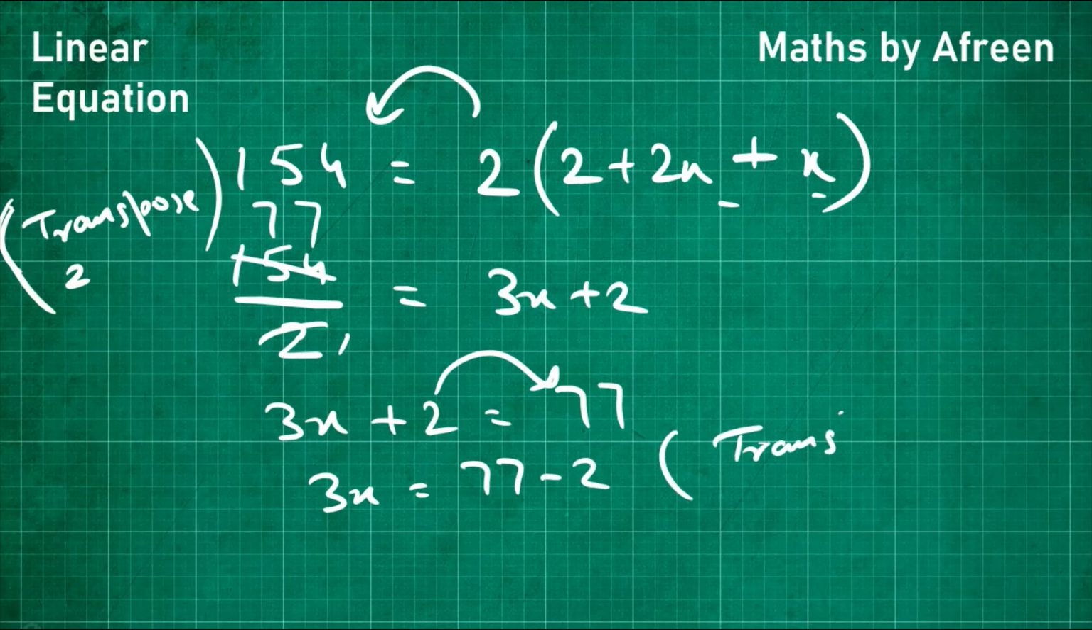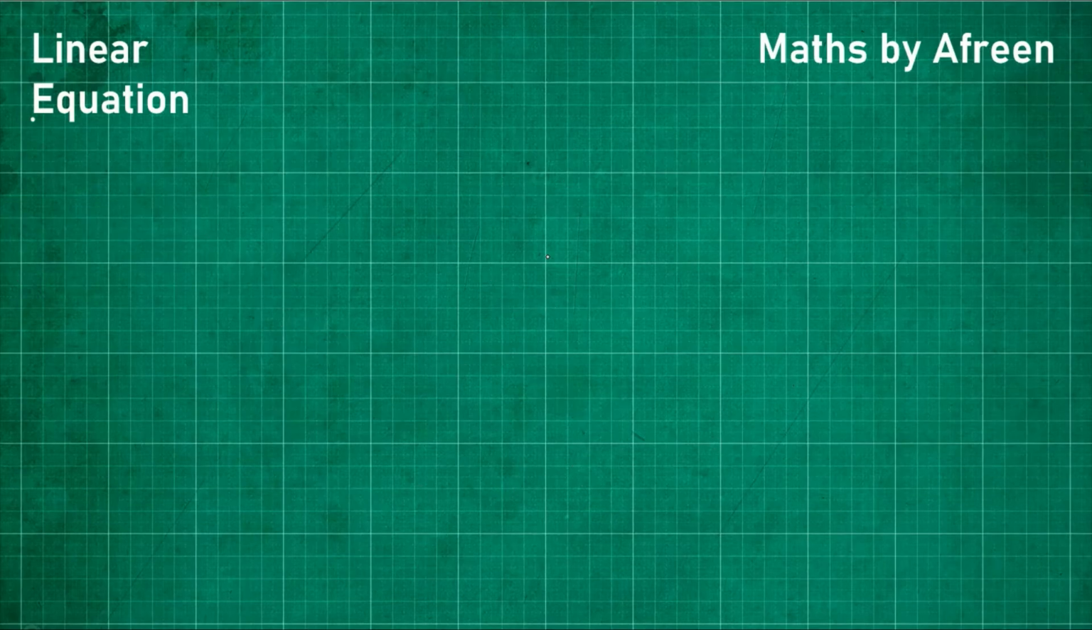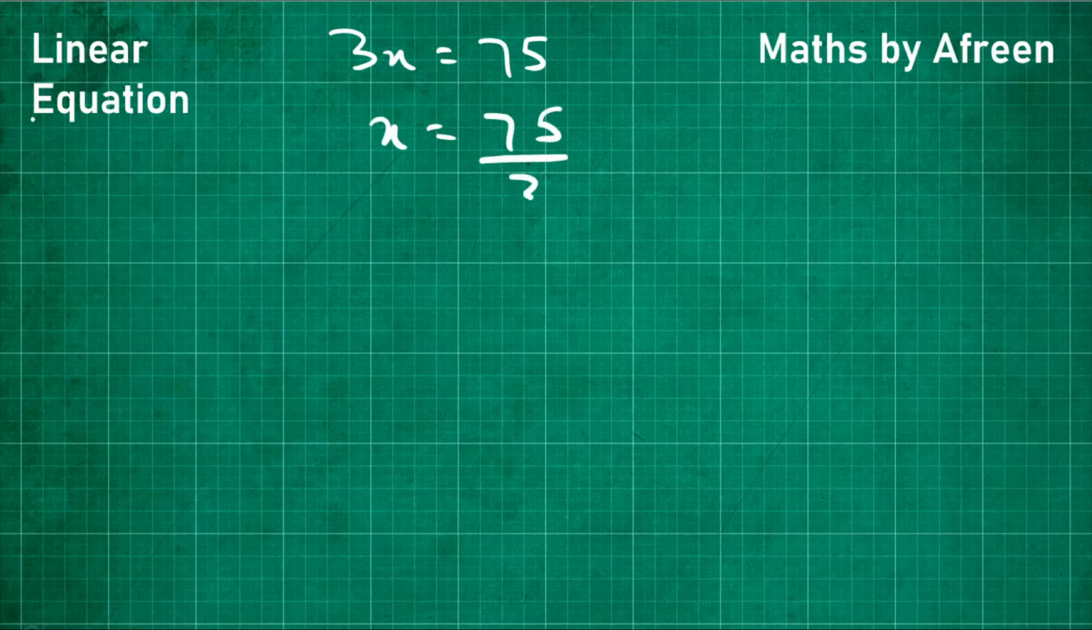Transpose 2. Now subtract 77 minus 2. That will give 3x equals to 75. Now we will solve for it. 3x equals to 75. That means x will be equal to 75 divided by 3. What I did, I transposed this 3 from left hand side to right hand side. Transpose 3.